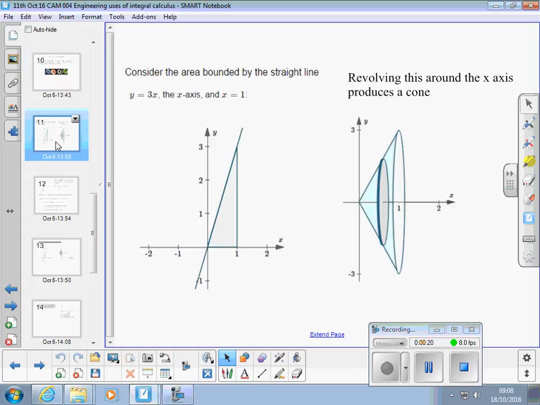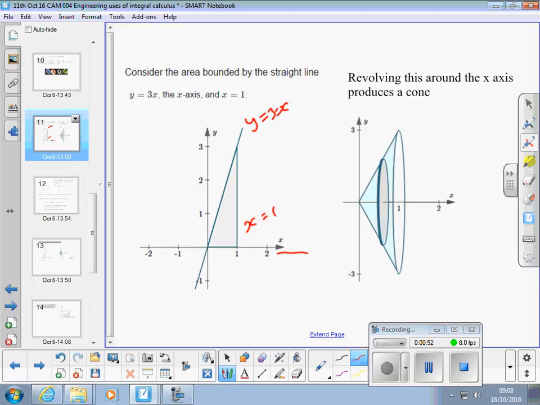If we consider the area bounded by those three straight lines, i.e. y is equal to 3x, x is equal to 1, and the x-axis there. So that triangle, if we revolve that around the x-axis, we end up with a volume that is a cone.